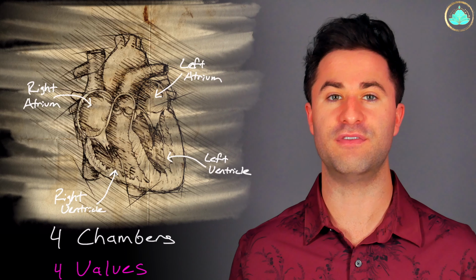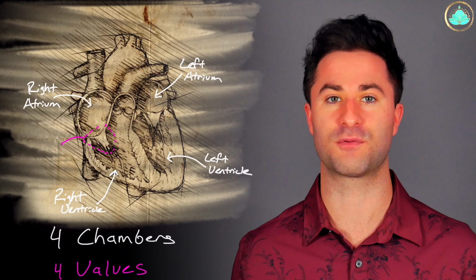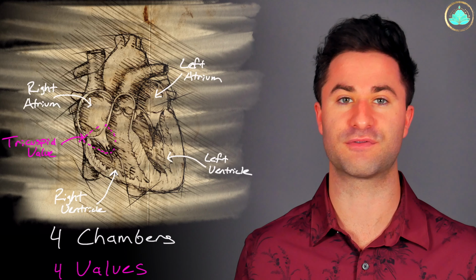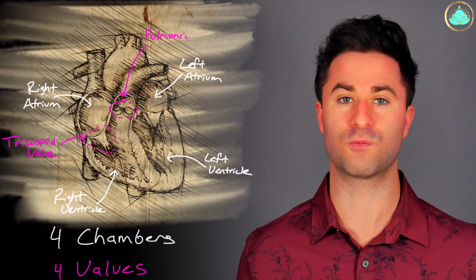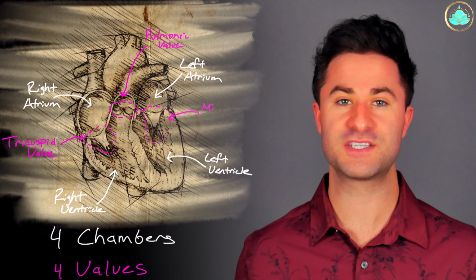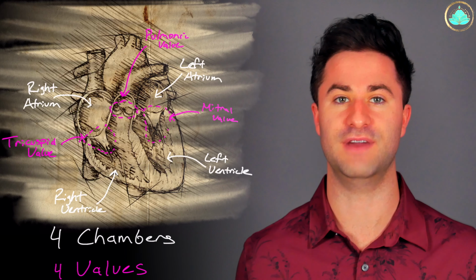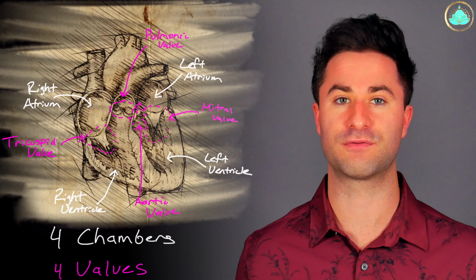And the 4 valves are the tricuspid valve, named so for its 3-leaflet shape, which separates the right atrium from the right ventricle, the pulmonic valve, which separates the right ventricle from the lungs, the mitral or bicuspid valve that separates the left atrium from the left ventricle, and the aortic valve separating the left ventricle from the aorta.